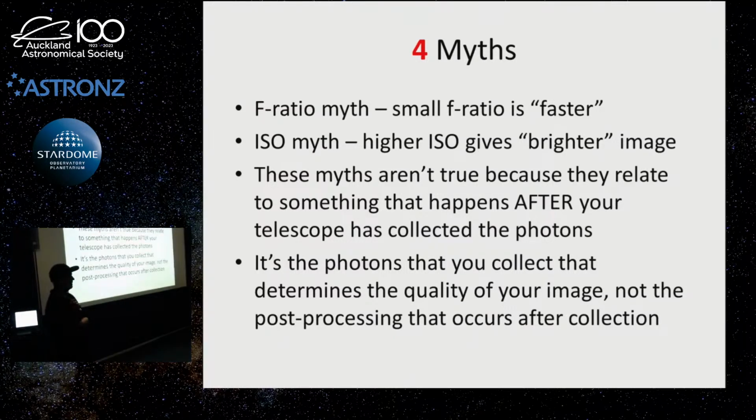F ratio myth: people believe that a small f ratio is faster, but it's not faster at collecting photons, so it's a myth. ISO myth: higher ISO gives you a brighter image, but it's not changing the number of photons you're collecting, so it's not giving you a better quality image. These myths aren't true. They relate to something that happens after your telescope lens or mirror has collected the photons. So they're post-processing steps. And you can't post-process an image to collect more photons, because you've already collected them.